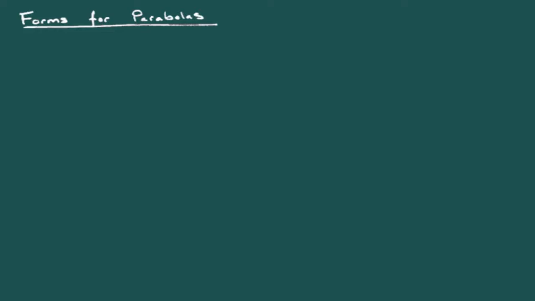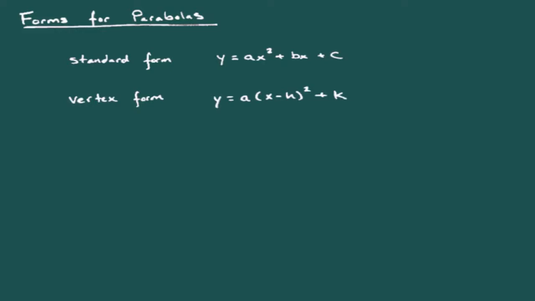A good place to start is a review of our forms for parabolas. The first one is standard form, y is equal to ax squared plus bx plus c. Then we've got vertex form, which looks like y is equal to a times the quantity x minus h squared plus k. And finally we have factored form, which looks like y is equal to a times the quantity x minus p times the quantity x minus q. The one that we're going to be interested in today is really the vertex form. So here we've got y is equal to a times the quantity x minus h squared plus k.